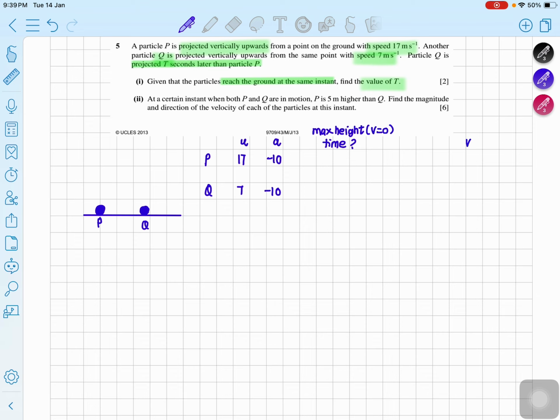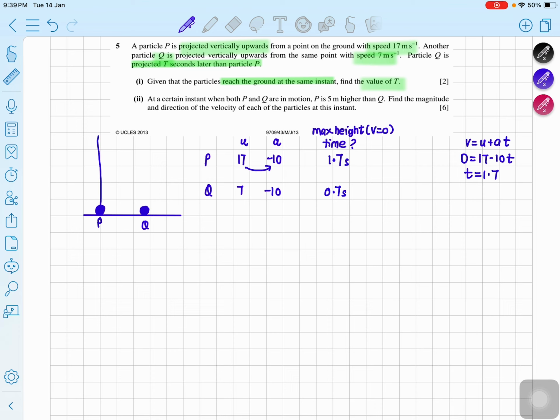So what I can do is use v = u + at, or 17 divided by negative 10. That's the fastest way you can do it. So I have 0 here, 17 minus 10t. Rearranging will give you 1.7, so this is 1.7 seconds. Similarly, this one will give you 0.7 seconds.